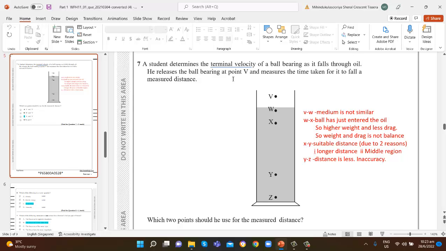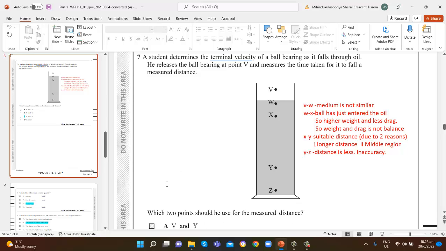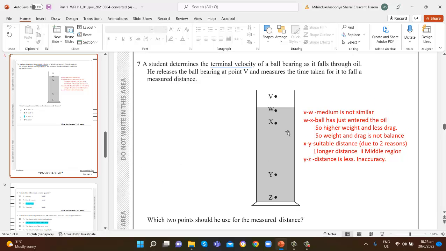He releases the ball bearing at point V and measures the time taken for it to fall a measured distance. Which 2 points should he use for the measured distance? Very nice question. It's mainly thinking and theory. Now see, V to W. Can it be? It cannot be, no. The ball bearing is falling through oil, no.